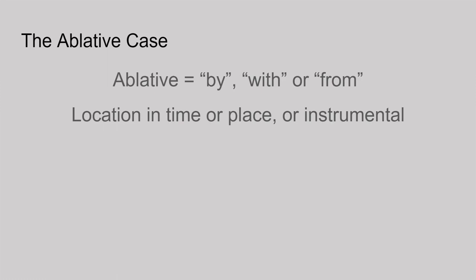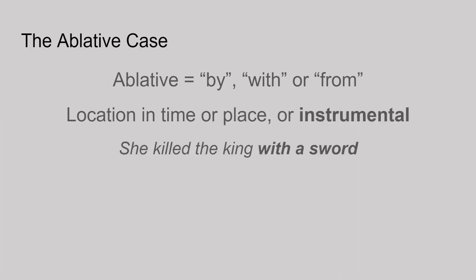So an instrumental ablative, for example, in this sentence, she killed the king with a sword. The sword is the instrument with which she killed the king. We can think of it as by means of a sword, or just using the easier with.